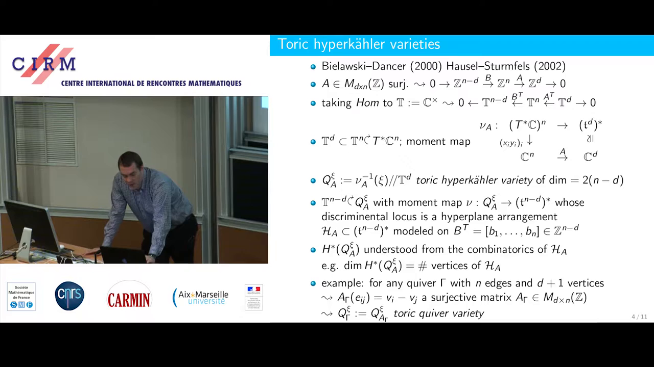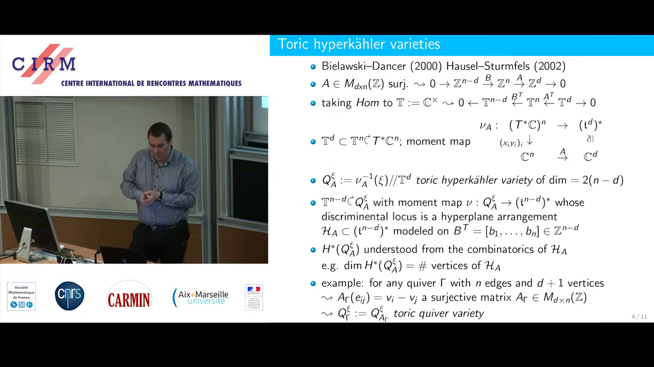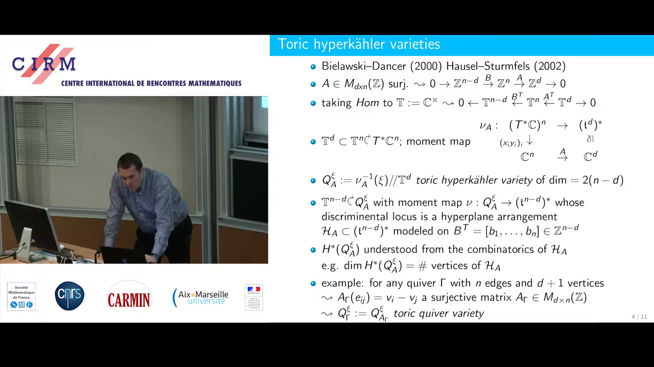Okay, so an example, and basically this is always the best studied example, is when the matrix A comes from a quiver. If you know about quiver varieties, this is going to be a quiver variety with dimension vector 1 everywhere. But to come into our picture, we need to have a surjective matrix like that. So the quiver gives us an n times d matrix, with a formula something like this. For each edge you send it to this formula for the vertices. Anyway, this will give you a surjective matrix, and to any quiver you can follow the same construction and you get a variety. We will abbreviate this Q_Γ, the toric quiver variety, basically going back to Nakajima. Again, it's the quiver variety where all the dimension vectors are one.